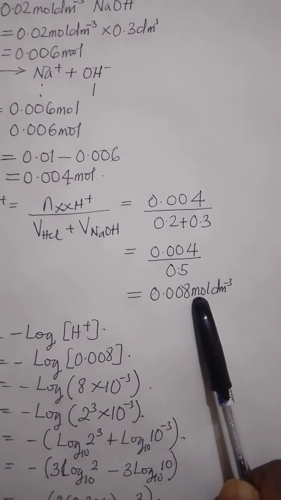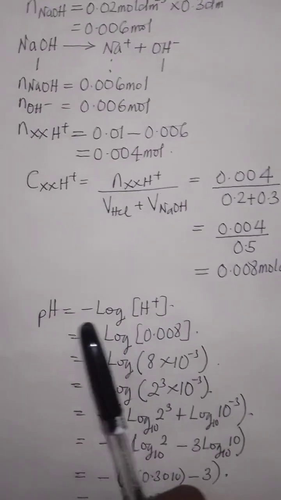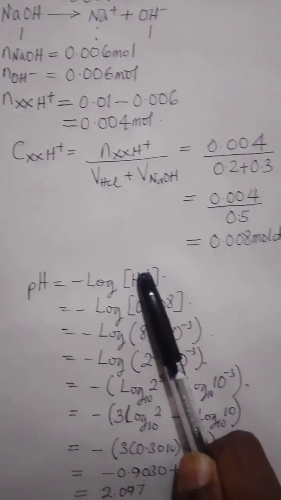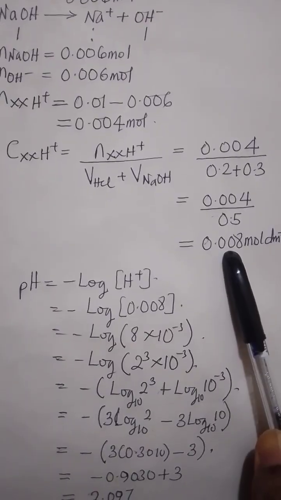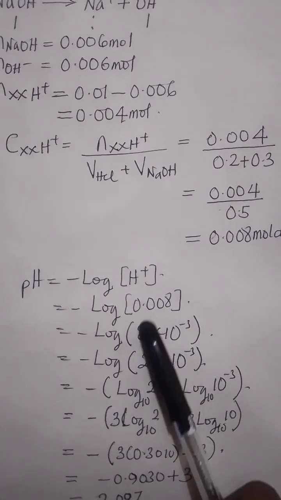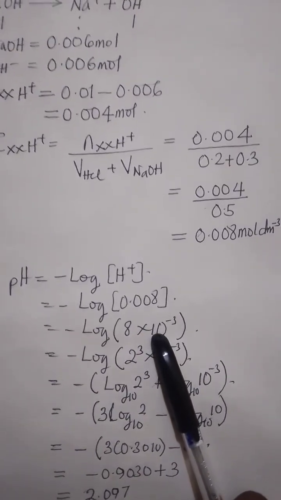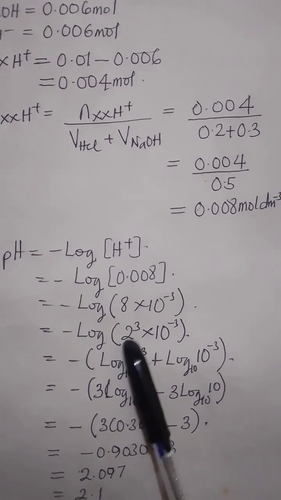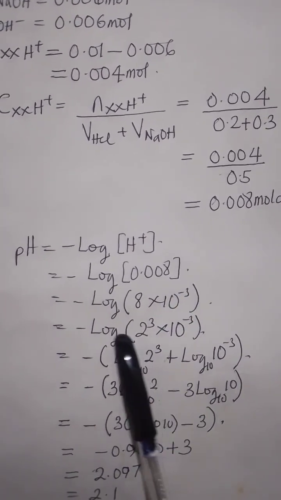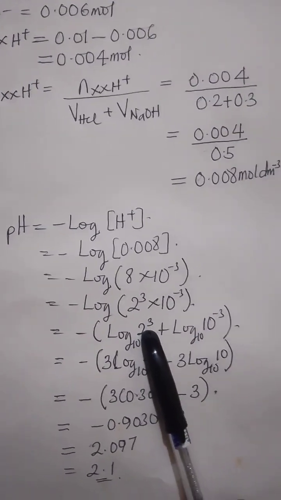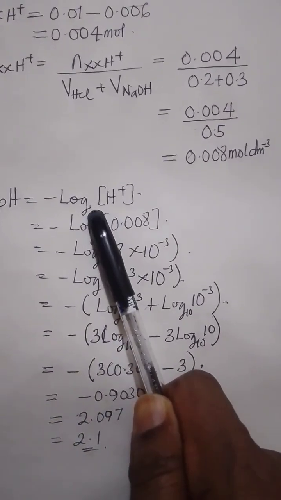Don't forget, the acid is in excess, so we're going to quote the pH is negative logarithm of hydrogen ion concentration. The concentration of H plus there is 0.008. You convert this to standard form, and then 8 is 2 raised to the power 3 times 10 raised to the power minus 3. Applying the law of logarithm here, don't forget the formula is given to base 10, okay?